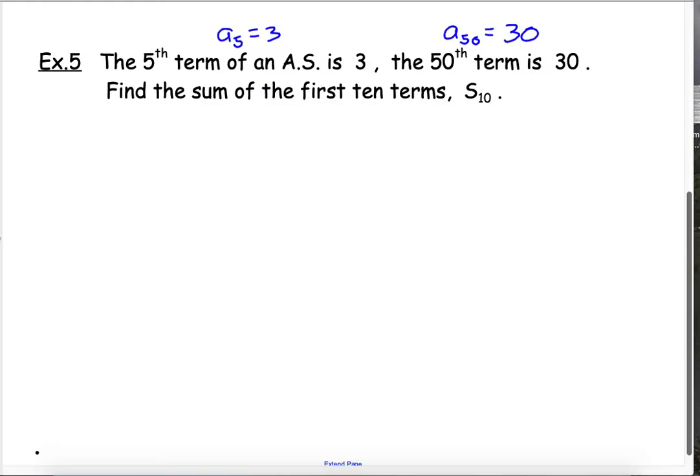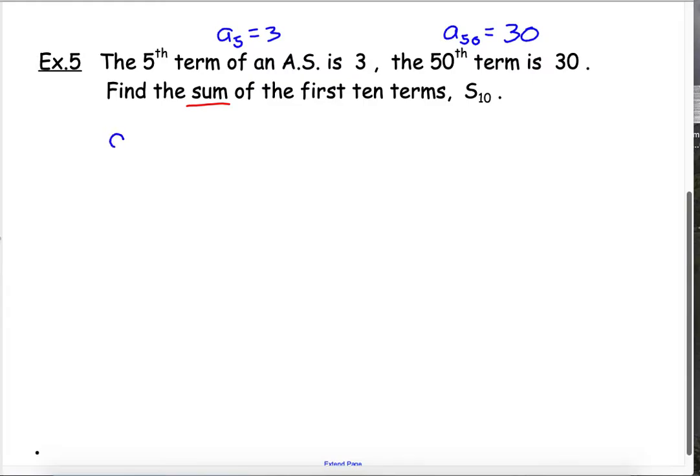Okay. Find the sum, wait a minute, find the sum of the first 10 terms. So what are we going to do here? Well, writing out blanks isn't going to be good because I need to get from 5 to 50. There's not enough room. That's too many blanks to work out. So here's a couple of ideas. Here's the idea I like to do.